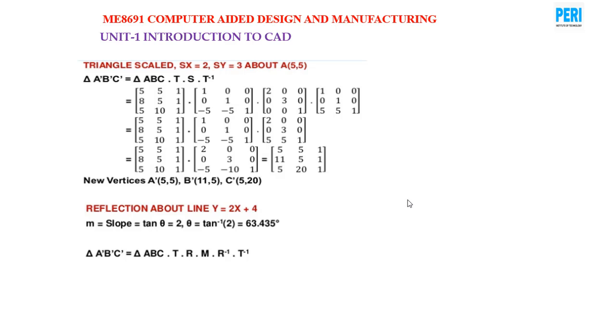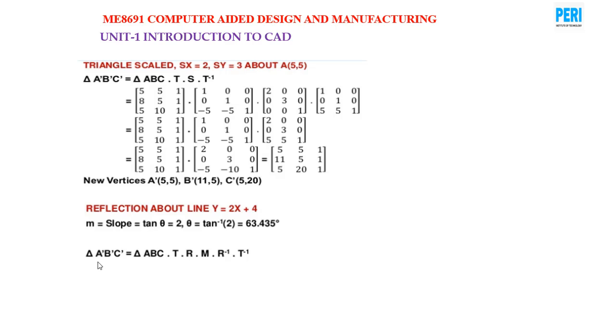Then reflection about the line y equal to 2x plus 4. So you just have to remember this case. In 11th standard or 12th standard you may have studied the equation of a line with slope, y equal to mx plus c. The same case is to be considered here. y equal to mx plus c. m is 2, c is a constant, that is 4. So the slope m is 2, tan theta equal to 2, theta equal to 63.435 degrees.